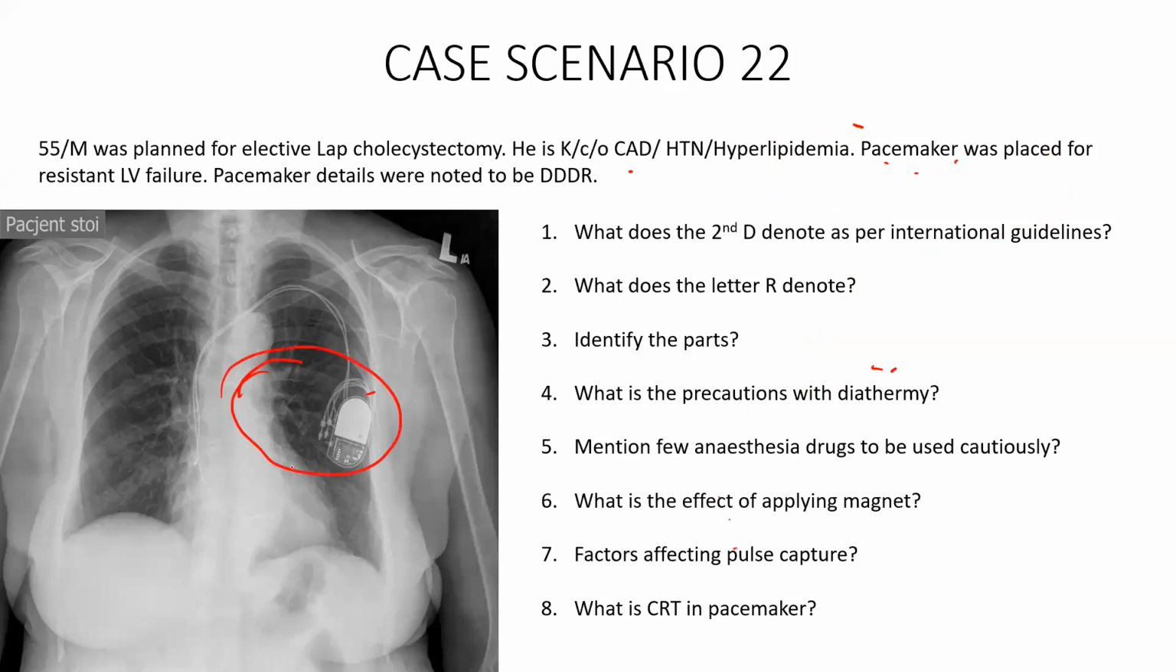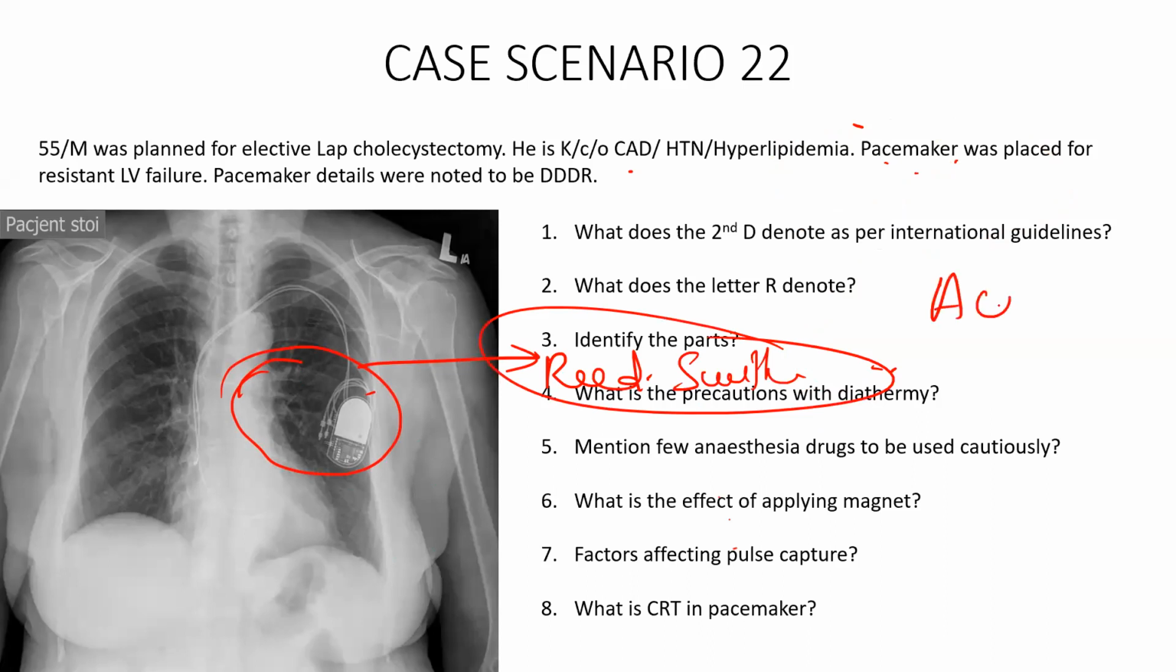When you apply an external magnet on the pulse generator, it will activate a switch called the reed switch, which is inside the pulse generator. When you activate the reed switch, it will go to asynchronous mode or AOO mode, which means it will ignore all the intrinsic heart impulses. It will work at a demand rate. For example, if you set a rate of 60 per minute, it will generate the pacing at 60 per minute, irrespective of the patient's contraction. So this is called asynchronous mode or demand mode or backup mode.